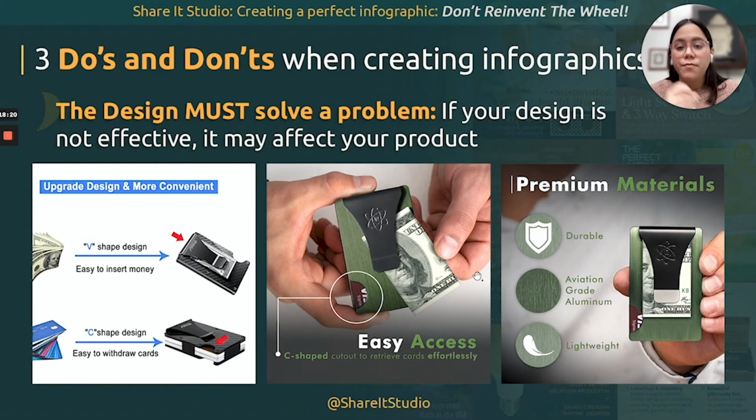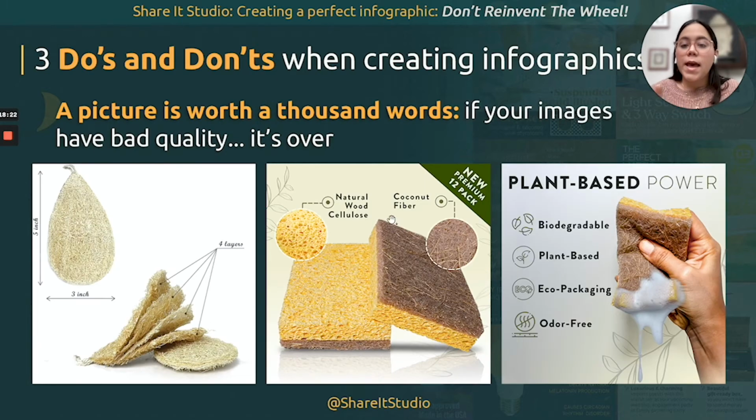If your design is not effective, it may affect your product. Then finally, a picture is worth 1,000 words. If your images have bad quality, yes, it is over. So out of these 3 sets of images, what stands out more and what catches the attention more and what talks more about your product? So here we have a set of sponges. This is a 4-layer sponge, which I believe would be a cool feature to work with, versus the premium 12-pack organic sponges that I just showed you how to make.